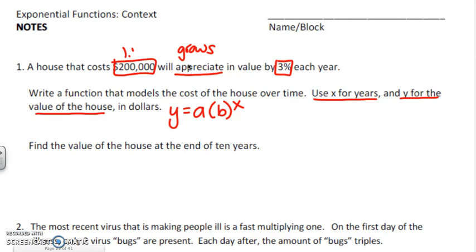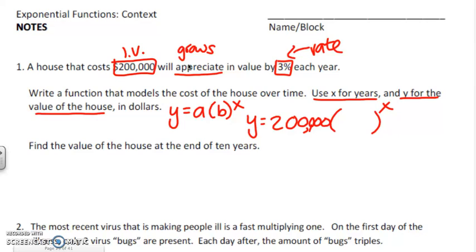So here is our initial value, because that's what it cost. So I'm going to start with y equals 200,000. I missed a zero in there, okay? To the x. So now you need to figure out the growth factor, okay? And this right here is called the rate. And then we need to remember how to go from a percent to a decimal.